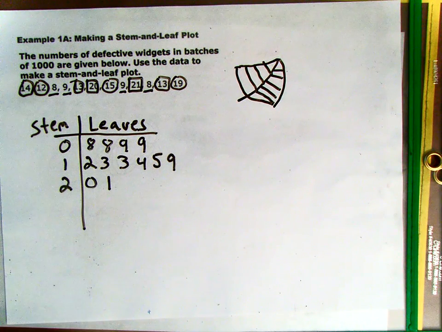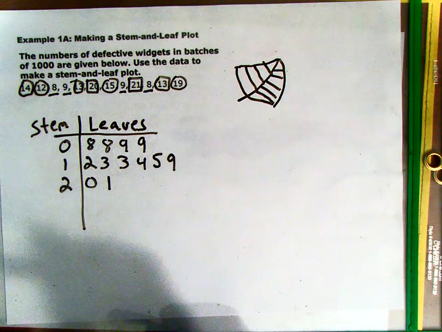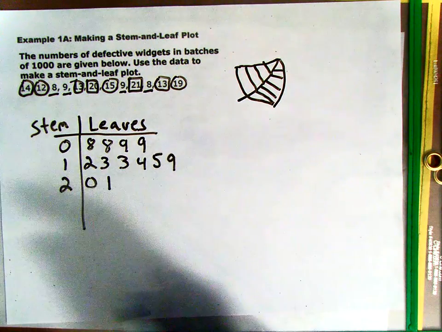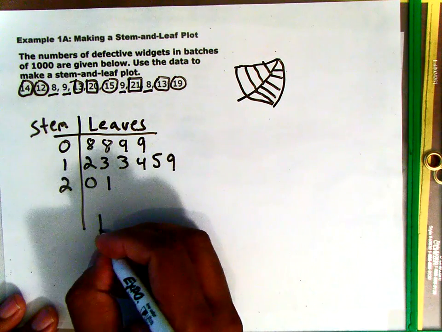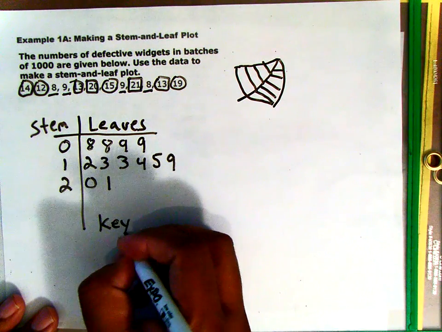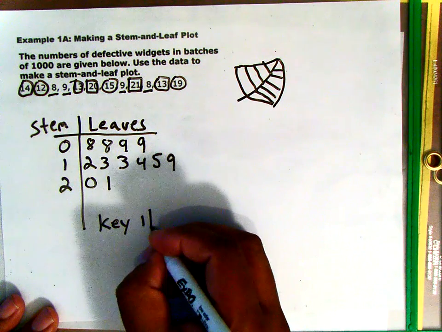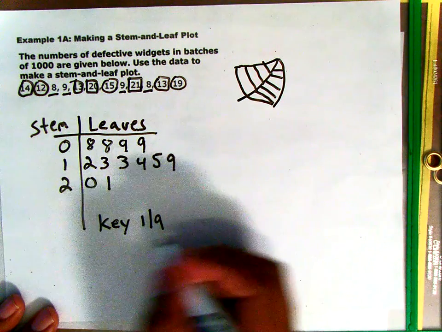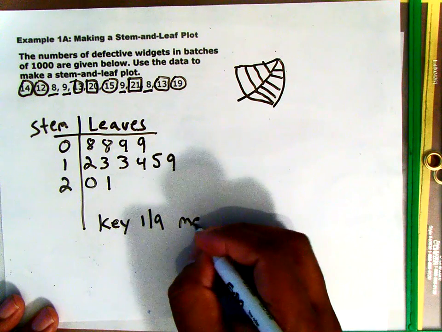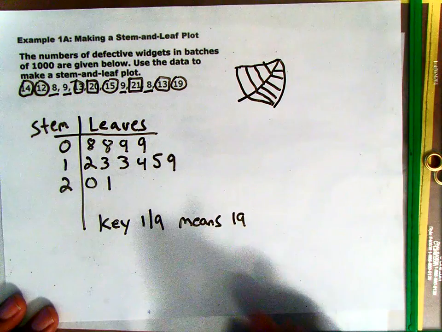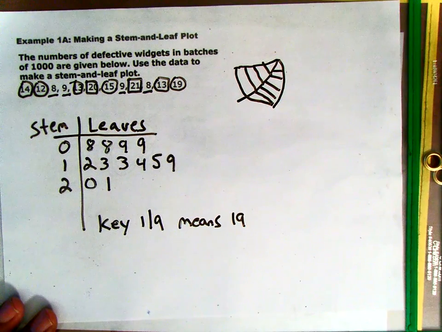You only got one more step. You want to make your key. So the key in this case is just to indicate what it looks like. So here I have a key. And I have 1|9. And I'm just going to put what it means. It means 19. Just to indicate what your key means.